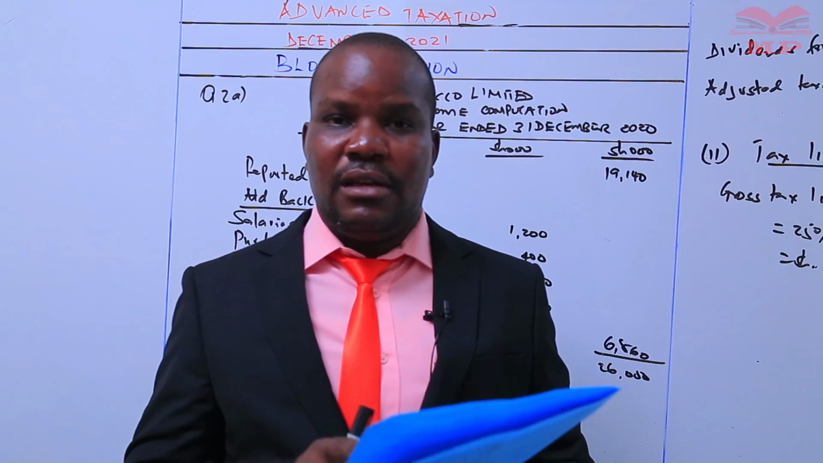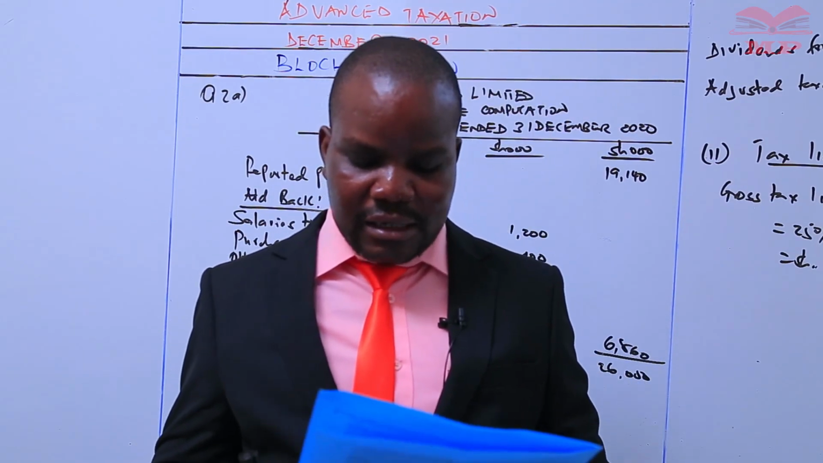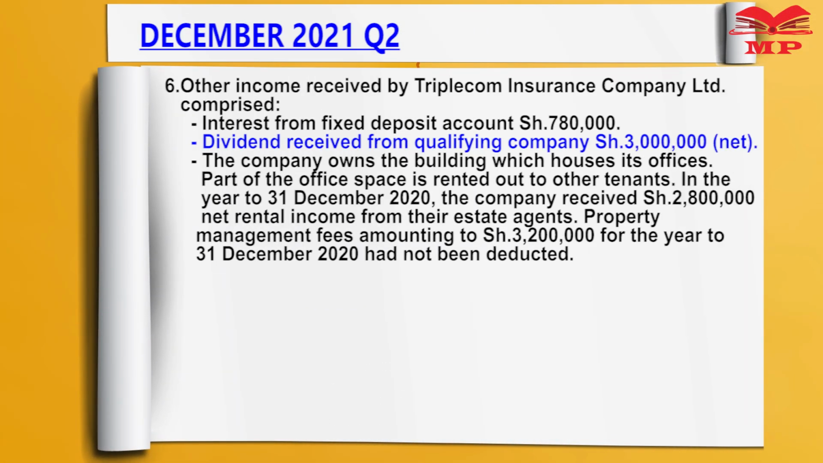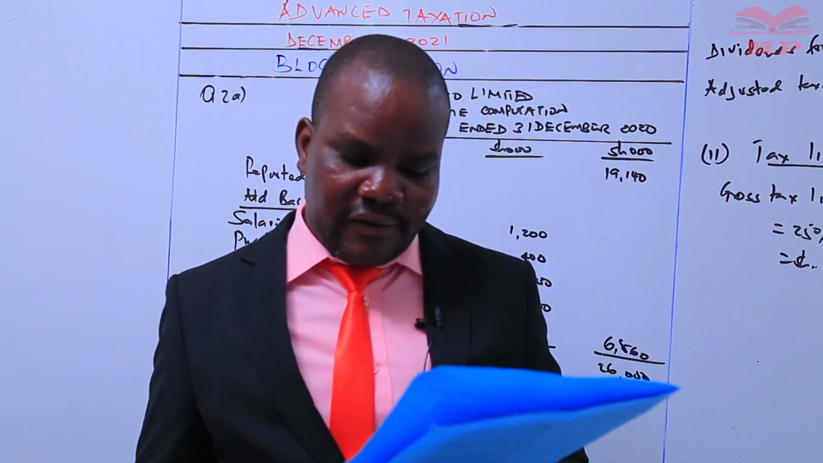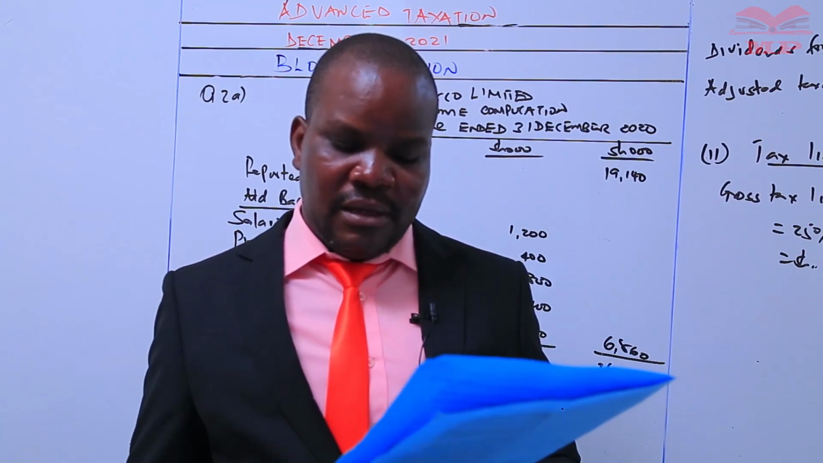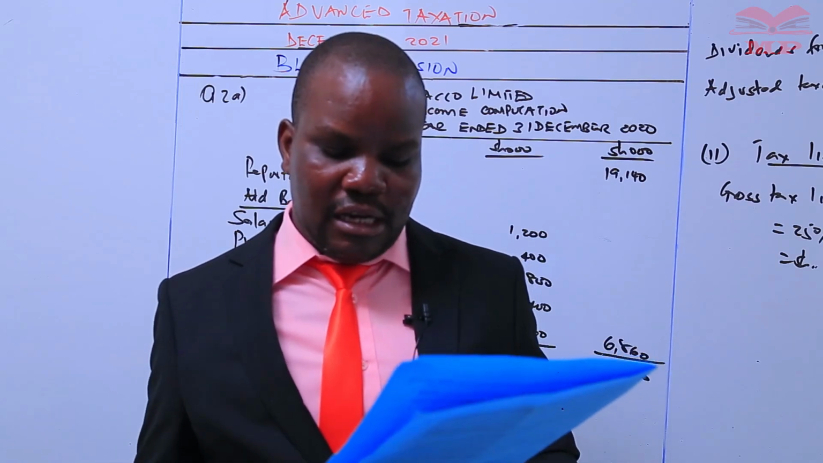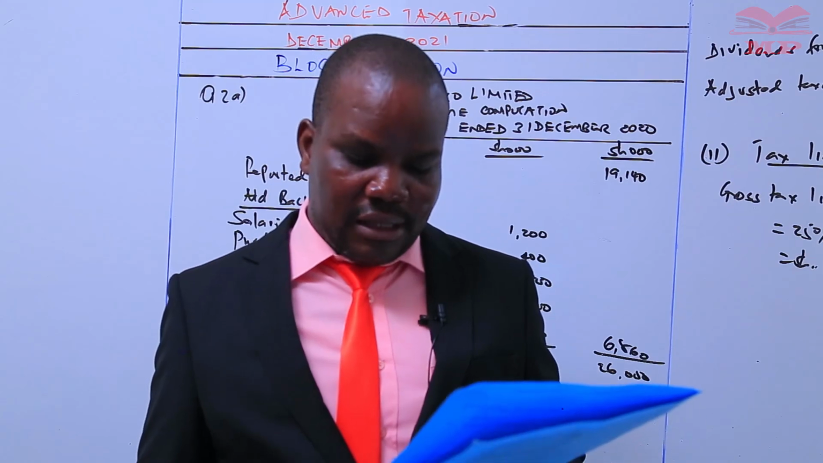What we shall do is to gross it so that we get the taxable amount, but under tax liability, we shall deduct the withholding taxes already paid. 2 is dividend received from qualifying company. Dividend received from qualifying company of 3 million shillings net, meaning the 3 million is after withholding tax has been deducted. And we are told it is dividend received from qualifying company. In other words, this dividend income was received by this company from another company in which it controls 12.5% or more of the voting power. So in that case, this will not be taxed again.